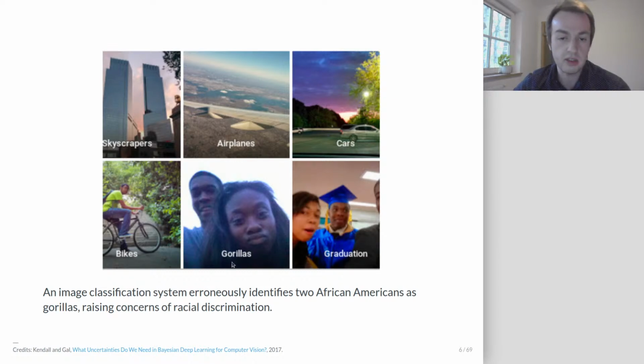But for this image that you see at the bottom row in the middle, these two guys, who are black people, were incorrectly and quite wrongly misclassified as gorillas. And of course, this highlights some strong bias against these people, and this is something that you don't want to happen, of course.